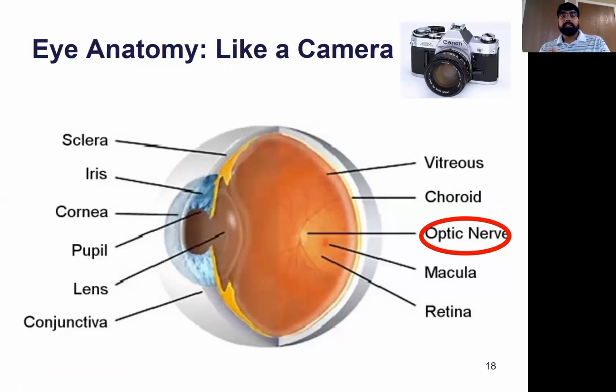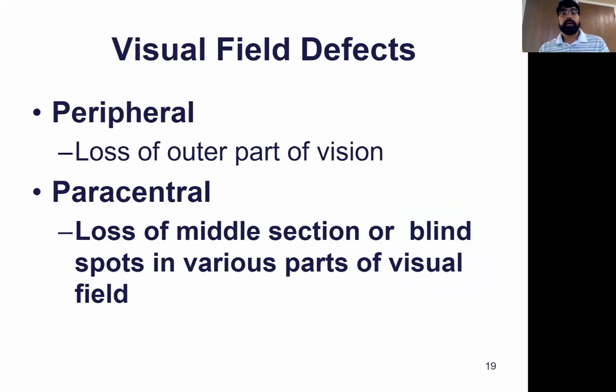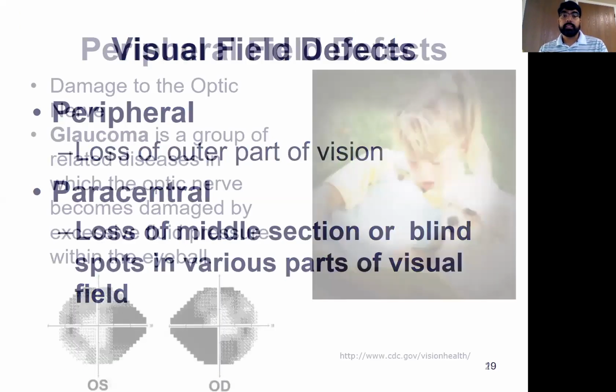So moving beyond the lens, let's talk about the optic nerve now. The optic nerve, again, is the cable that goes from the eye to the brain. And this helps move the signal from the retina to the central nervous system. And in the brain is where those signals are converted into an image. So visual field defects can occur when the optic nerve is damaged. They can be peripheral, or loss of the outer part of vision, or they can be paracentral, loss of the middle section of vision in various spots, and this can cause blindness.